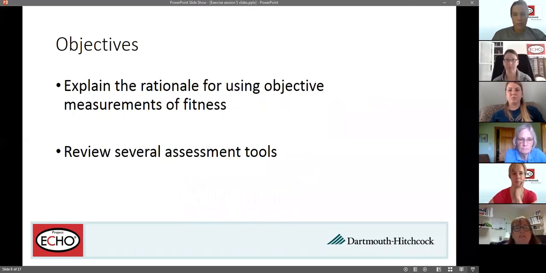So the objectives for today are to explain the rationale for why we would use objective measurements of fitness and to take a look at some of those assessment tools and kind of expose you to the genre of instruments that are available and what to look for.